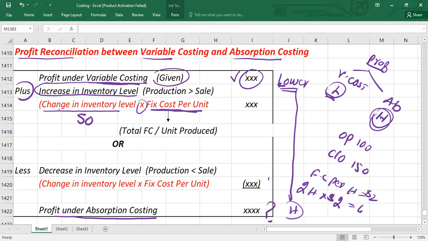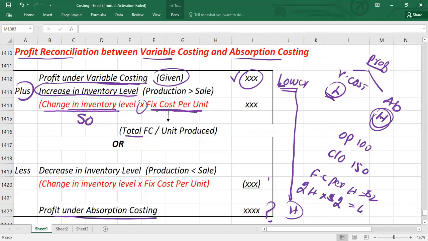Okay, so you need the change in inventory level, which is 50, multiplied by the fixed cost per unit. If the fixed cost per unit is not given, you can calculate it this way also. You can take total fixed cost divided by units produced. Okay guys, total fixed cost here is mostly the estimated fixed cost divided by the estimated production level. So you will get the fixed cost per unit.